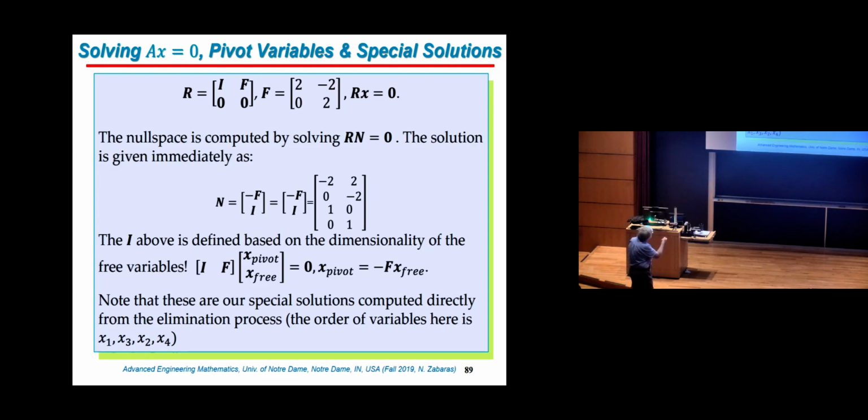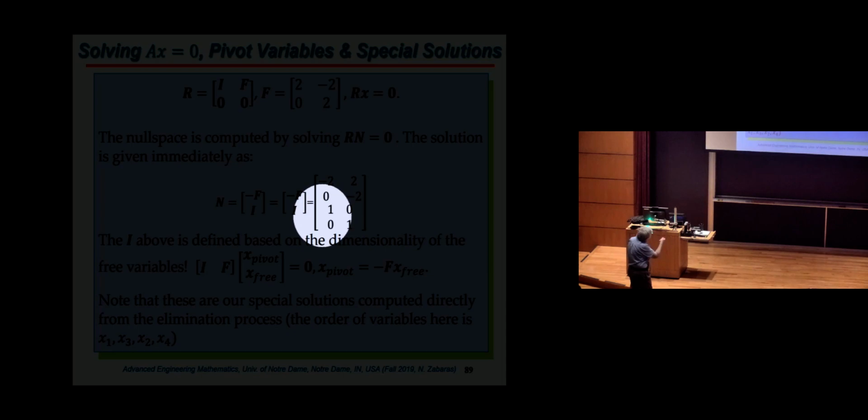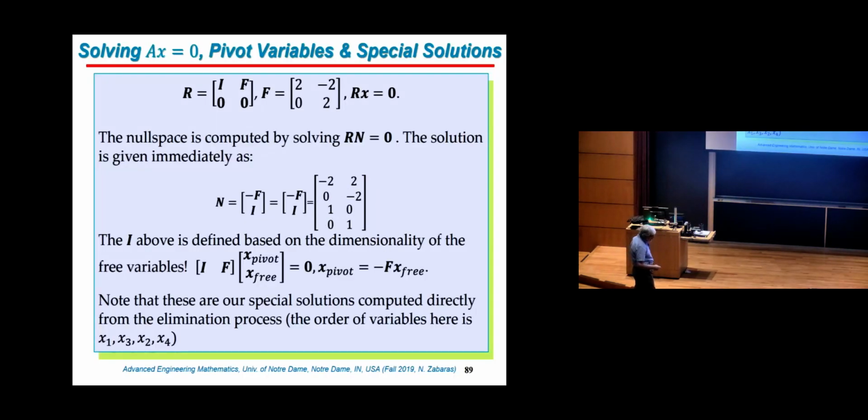What did we do? We set one of the free variables equal to 1, and the other one equal to 0, and we computed the pivot variables. Then we set x4 equal to 1, and x2 equal to 0, and we identified x1 and x3, the two pivot variables. The only thing I have done differently in writing this equation is that I have rearranged the variables. So now I don't have x1, x2, x3, x4. I have x1, x3, because x1 and x3 together are the pivot variables, and then I put x2 and x4.